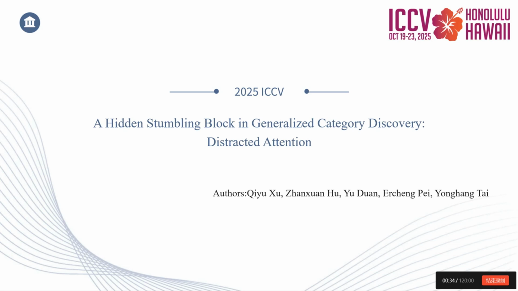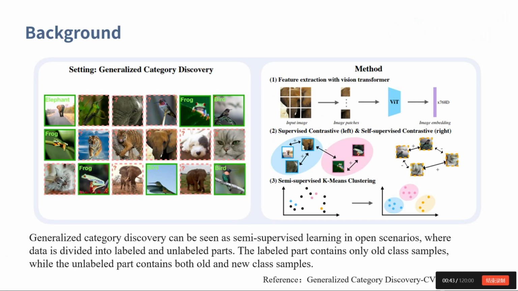Today, we present our paper, A Hidden Stumbling Block in Generalized Category Discovery: Distracted Attention, which has been accepted to ICCV 2025. Our task is Generalized Category Discovery, GCD, also referred to as Open Set Semi-Supervised Learning. This problem was first introduced in CVPR 2022.